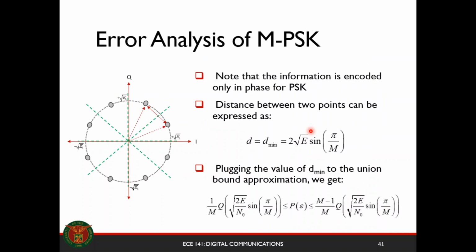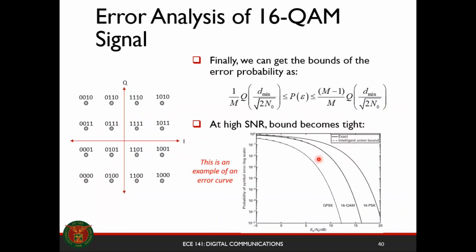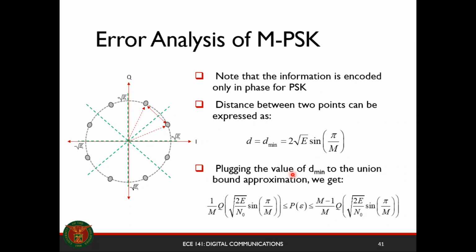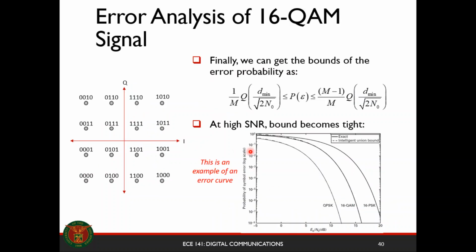Next is the PSK. The information of your signal is in the phase of your PSK. The distance between two adjacent points is basically this value right here. If we just plug in this value into this equation, this will be the lower bound and this will be the upper bound. So basically, this is a universal equation for two-dimensional signals.